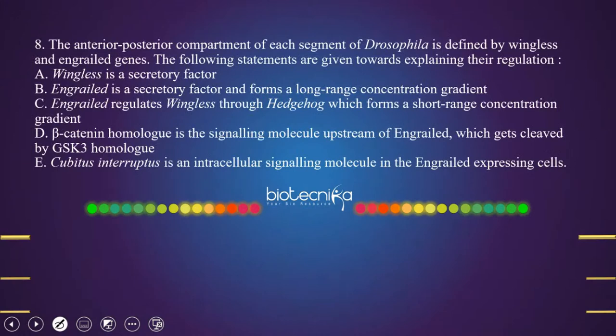Right. Next question. Regarding wingless and engrailed, this is the anterior-posterior compartment. This is also the organogenesis part. So we know there is a cascade of genes in Drosophila. First, there will be maternal genes, then zygotic genes come, gap genes, then pair rule genes, and last will be segmentation genes, which will give segment polarity. Which side is anterior, which side is posterior, that polarity will be given.